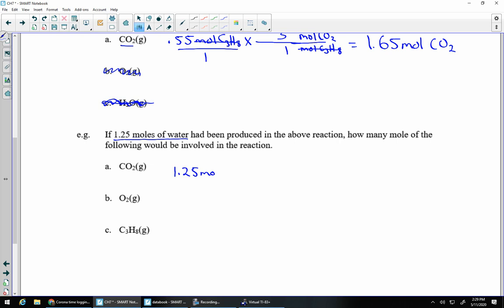1.25 moles of water. Still the same reaction from way up top there. And we want to figure out how much carbon dioxide goes along with that. So I need to cancel out moles of CO2, and I need to end up with, oh, sorry, hold the phone. We're looking for moles of CO2. So I want to have moles of CO2 on the top, and I want to cancel my moles of H2O. So that's going to cancel, and that's going to cancel.